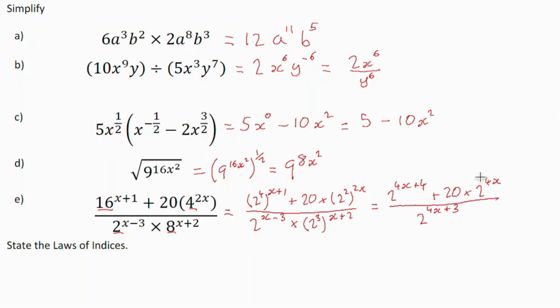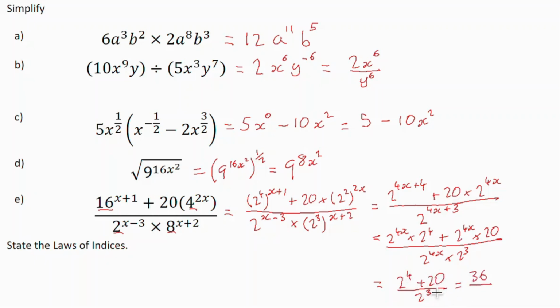Now the thing to notice here is that all 3 of these expressions have 2 to the 4x within them, and we can split this up into 2 to the 4x times 2 to the 4 plus 2 to the 4x times 20 over 2 to the 4x times 2 cubed. But they all simplify because we have 2 to the 4x, 2 to the 4x, and 2 to the 4x. We factorize out that 2 to the 4x in the top. All those 2 to the 4x's are going to cancel, so we get left with 2 to the 4 plus 20 over 2 cubed. That's 16 plus 20, so 36 over 2 cubed, which is 8, which simplifies down to 9 over 2.